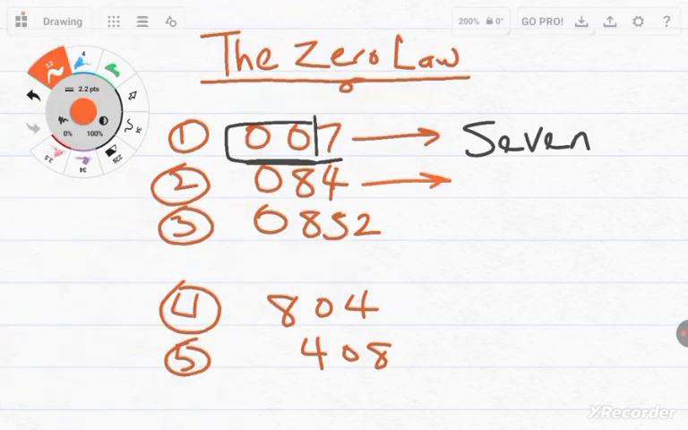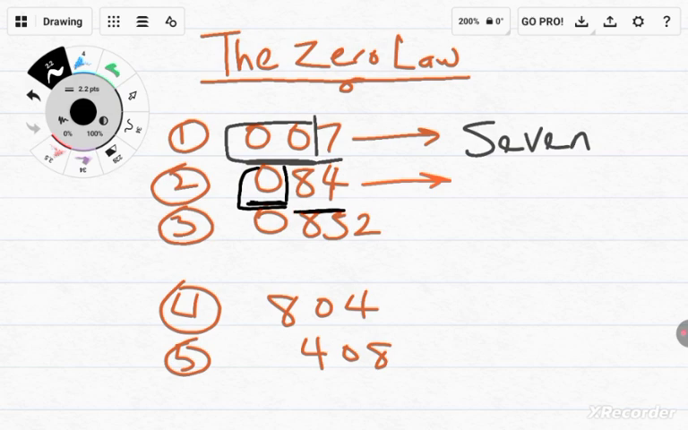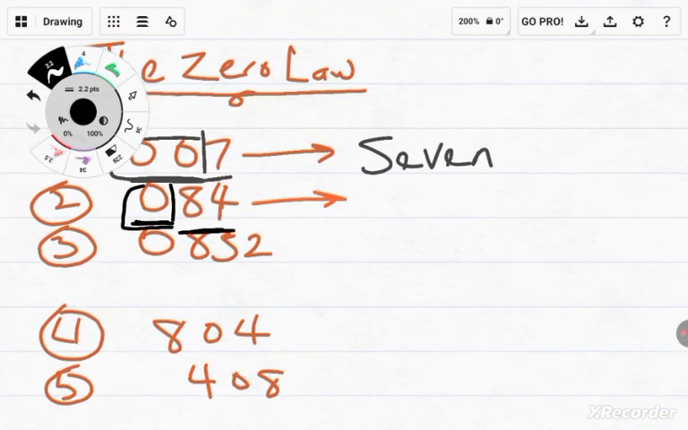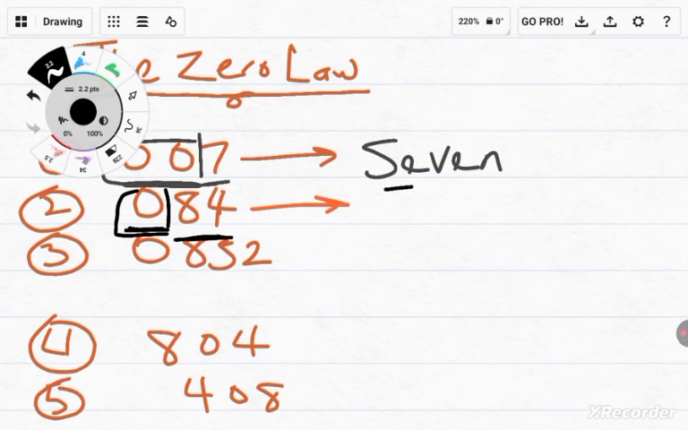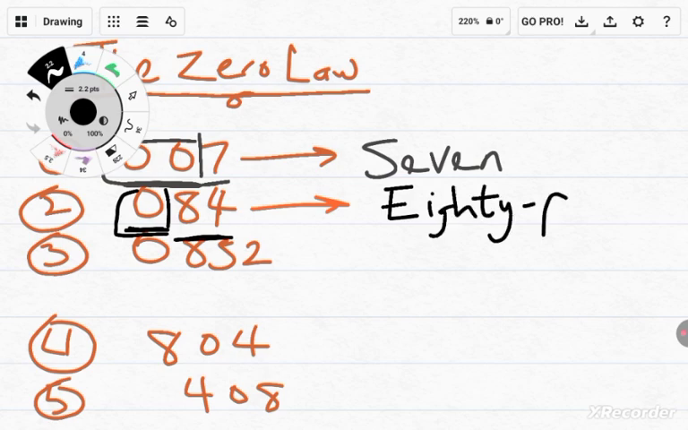Now let's look at this second one too. If I want to write it in words, I just have a 0 in front. So if I remove this 0 away, what do I have? 8 and 4. What is 8 and 4? 8 and 4 is 84. That's what it is in words.